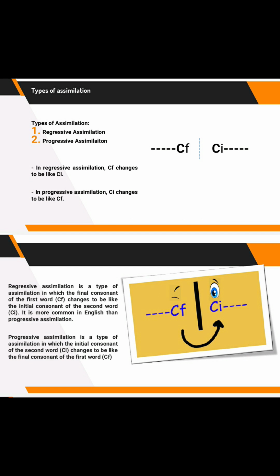In regressive assimilation, CF changes. CF is influenced or affected by CI. So CI doesn't change; CI affects and influences CF. In progressive assimilation, CI changes to be like CF. CI is affected or influenced by CF, and CF affects or influences CI. In English, the most common type of assimilation is regressive assimilation, where CF changes to be like CI.